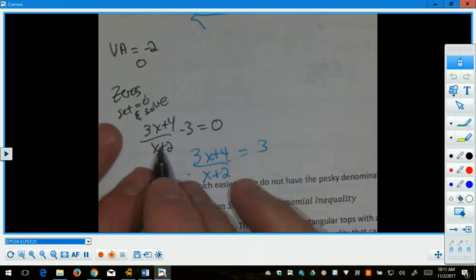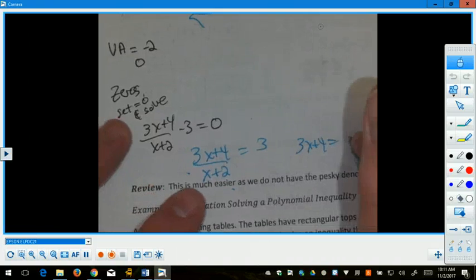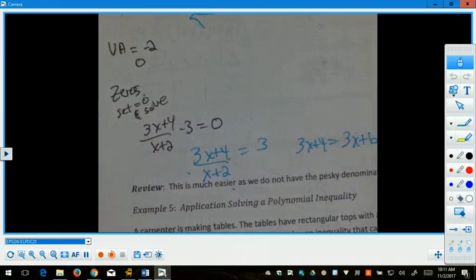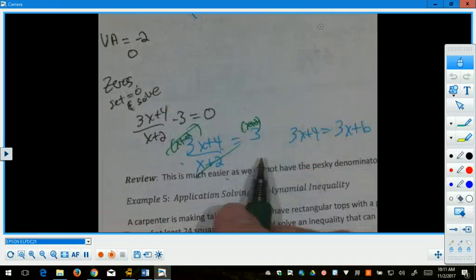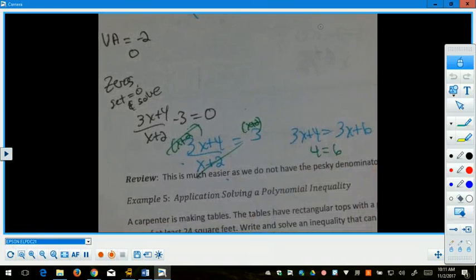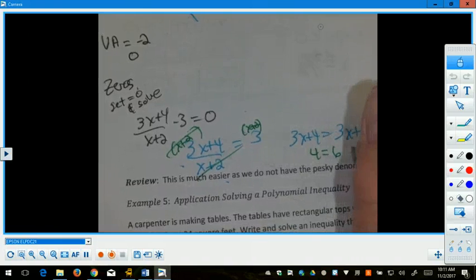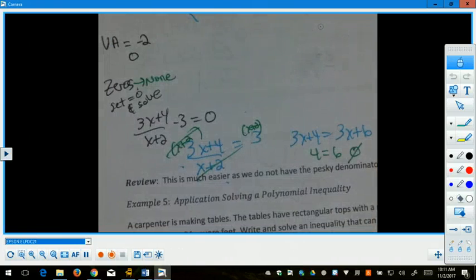So if I multiply this by x plus 2, that factor cancels. I'm left with 3x plus 4. If I multiply this by x plus 2, I have 3x plus 6. So the least common denominator being x plus 2, that's what I get. Well, that means that 4 equals 6. There are no zeros. Can't always tell that looking at the graph, so you do need to set it equal to 0 and solve to see if there are any, and then you can check them on your calculator.